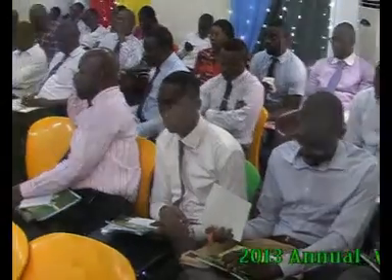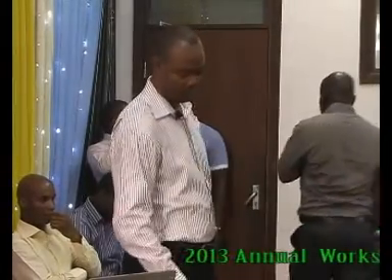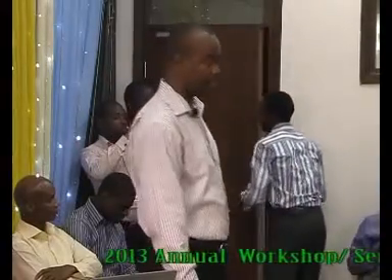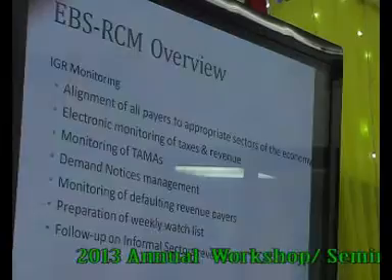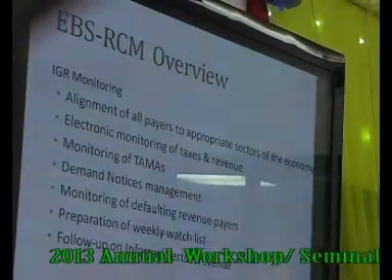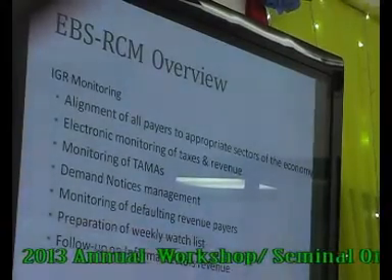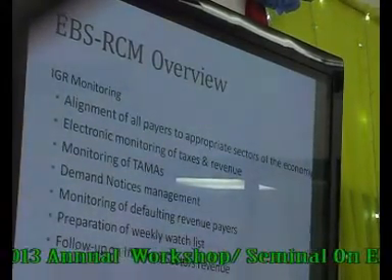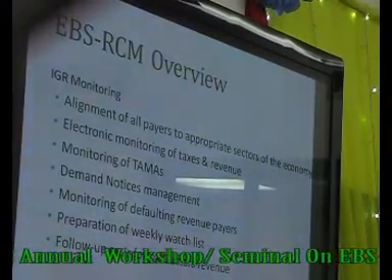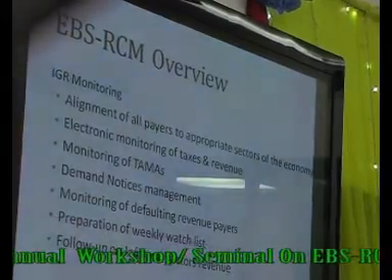Now, just like my colleague has said earlier, EBS RCM is the electronic banking system of revenue cycle management. This is government account as the agency code that is tied to the payment, where that particular money is going to. Is it Board of Internal Revenue?